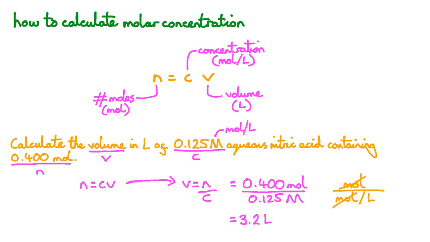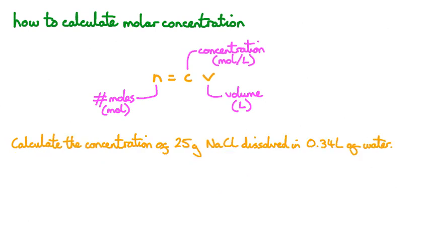So it looks like we've done this correctly. Now let's look at what we need to do if we're not explicitly given the number of moles. Calculate the concentration of 25 grams of sodium chloride dissolved in 0.34 litres of water. Here we're being asked to calculate C, the concentration, and we're given V, but we're not actually given N, the number of moles.